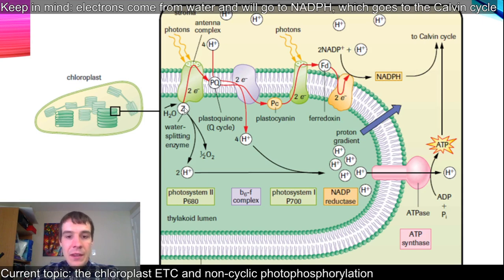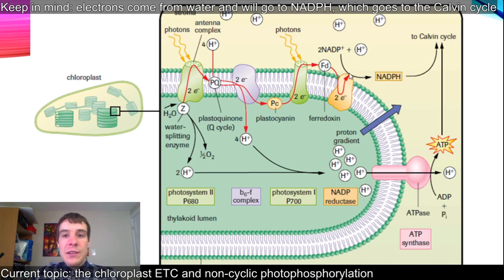So let's go through the whole electron transport chain, like in the mitochondria. The goal here is to start on H2O and finish on NADPH. That NADPH is going to go to the Calvin cycle, taking the electrons to the Calvin cycle. Just like NADH brings electrons in to the mitochondrial cycle, here it takes them away.